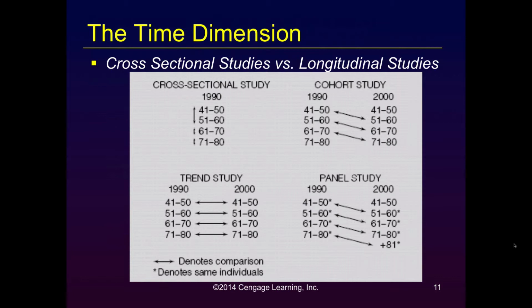Now, if it was a cohort study instead of a trend study, you would compare the 41 to 50-year-olds with the group of people they would have become, in this case a group of 51 to 60-year-olds. However, and this is the primary difference between a cohort study and a panel study, the individuals in the cohorts could be different. A panel study follows the same individuals across time.